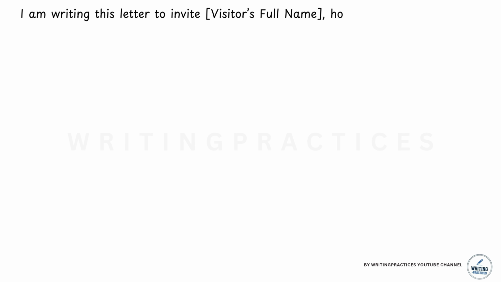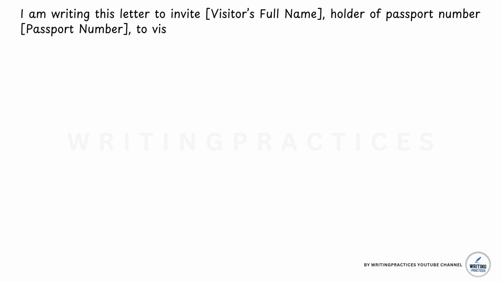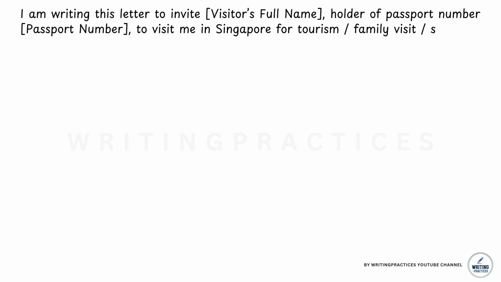Opening paragraph. Now begin the body of the letter by introducing the invitation. Immediately identify the visitor and the reason for the letter. You need to include the visitor's full name, passport number, purpose of visit. Example: I am writing this letter to invite Emily Johnson, holder of passport number X123456788, to visit me in Singapore for tourism purposes.